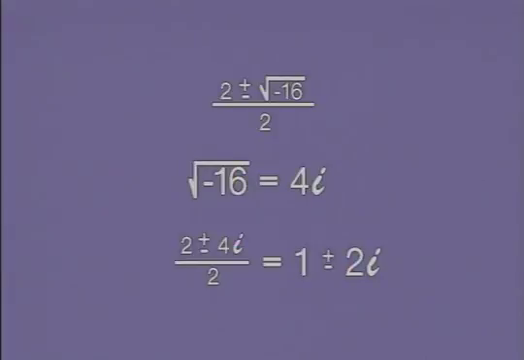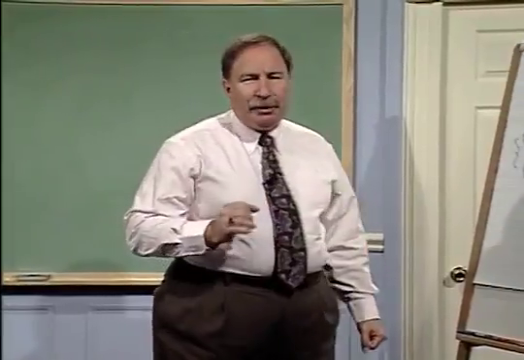And therefore, we can write our answer as shown in the highlighted line 3 as 2 plus or minus 4i all over 2. Since both 2 and 4i can be divided by 2, our final answer is 1 plus or minus 2i. Now what we have here is something called a complex number.